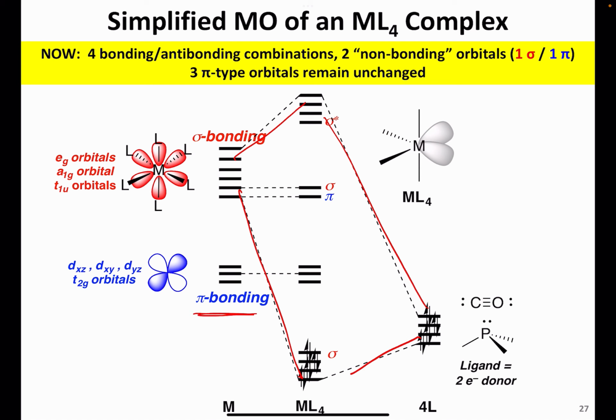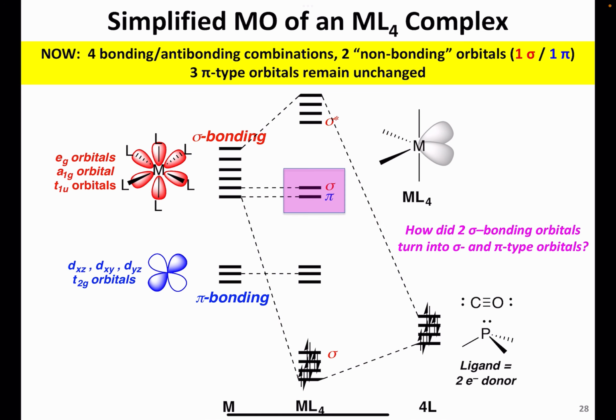The pi bonding t2g set remains totally unchanged, but now you've used only 4 of the 6 bonding orbitals on the transition metal center. They now become 1 sigma and 1 pi bond. And so the question then is, how did these 2 sigma type orbitals turn into 1 sigma type and 1 pi type orbital? Well, you're going to have to actually just backtrack to basic molecular orbital chemistry.